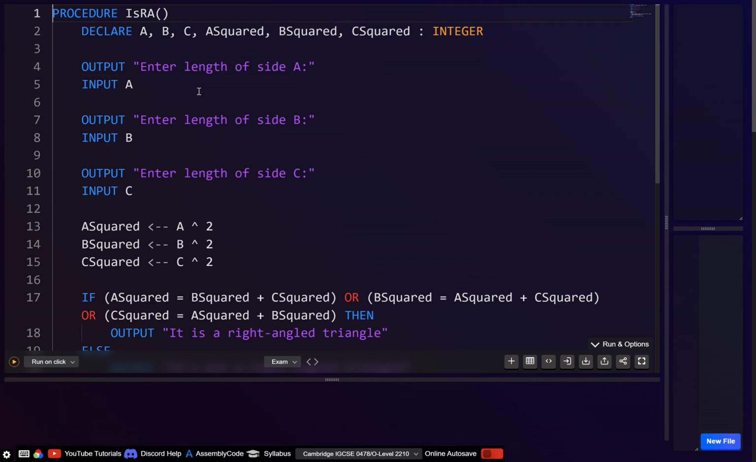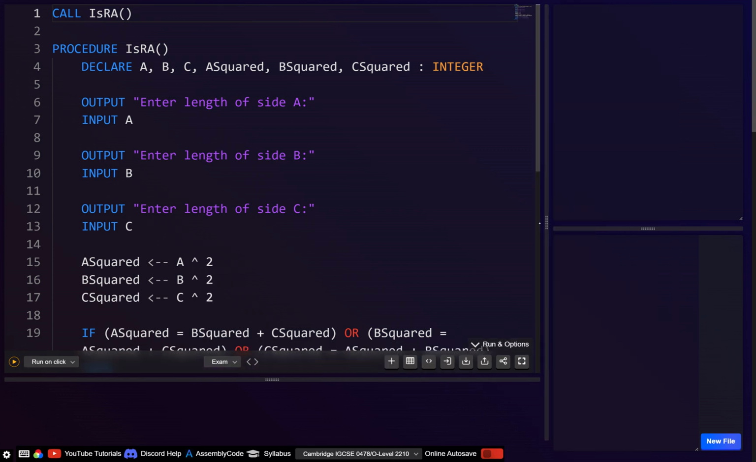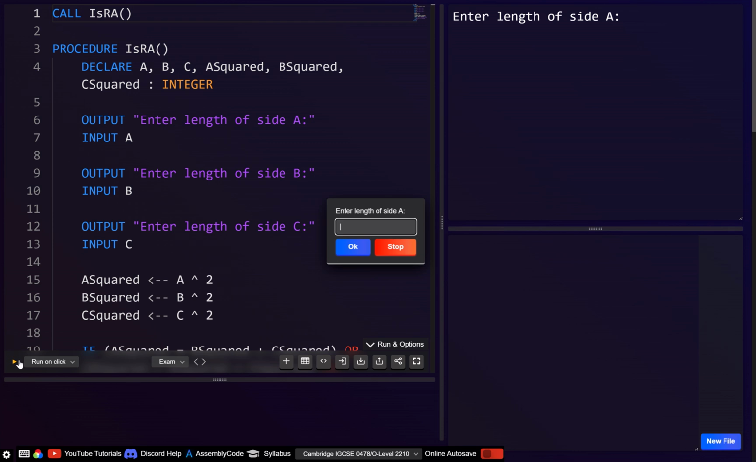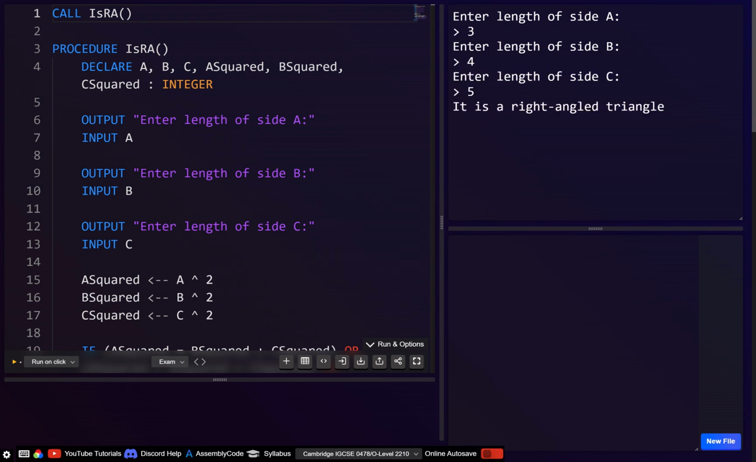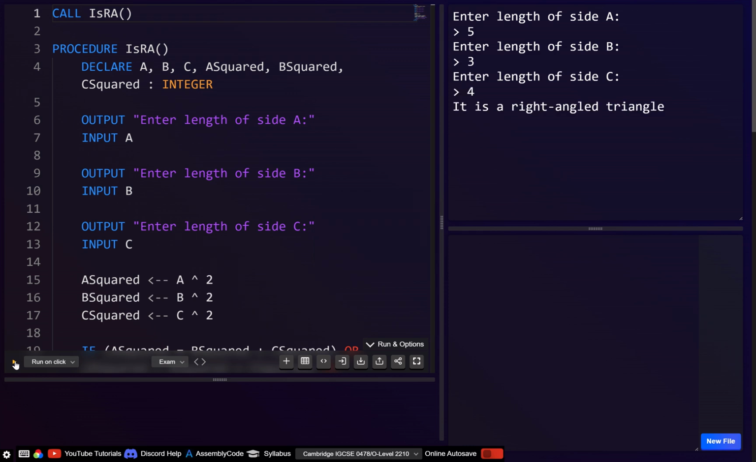If we want to test it, let's make sure to call that. I'll move that across so we can see the output a little better. A typical Pythagorean triplet is 3, 4, 5, so let's try in that order: 3, 4, 5. Yes, it's a right angled triangle. Let's try a different order, maybe 5, 3, 4. Of course that's working.